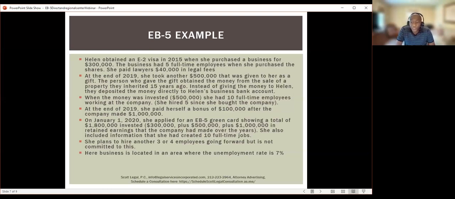Now, another big issue with EB-5 is the fact that the friend put the money into Helen's business bank account, because this petition would be denied just based on that alone. Because Helen never had possession and control of the funds. So USCIS would say that she didn't invest anything because she personally never had the funds. And EB-5 is very particular with this. E2 is not.